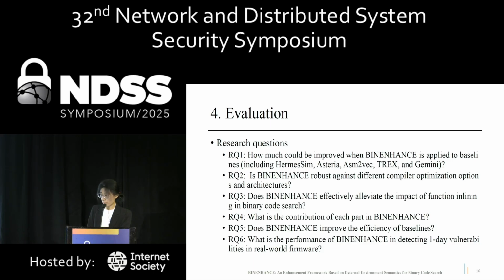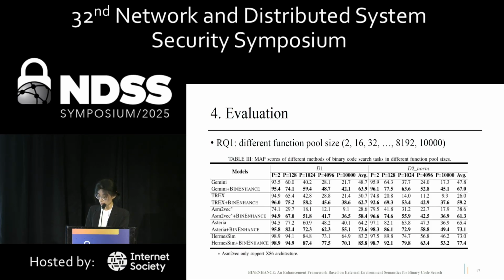They are: how much could be improved when BinEnhance is applied to baselines? Is BinEnhance robust against different compiler optimization options and architectures? Does BinEnhance effectively alleviate the impact of function inlining in binary code search? What is the contribution of each part? Does it improve the efficiency of baselines? What's the performance of BinEnhance in detecting one-day vulnerabilities in real-world firmware? We set different function pool sizes such as 2, 16, and 10,000 in the first question.